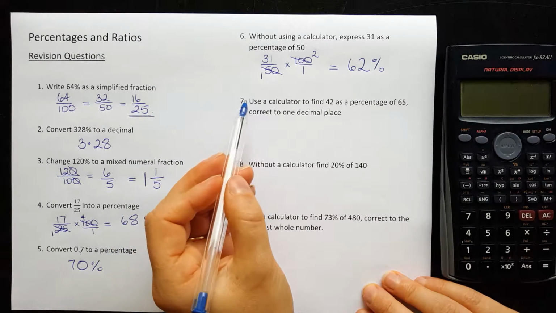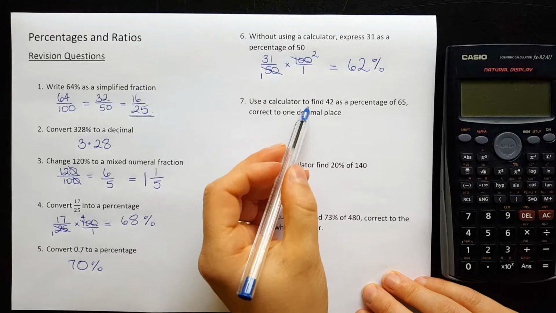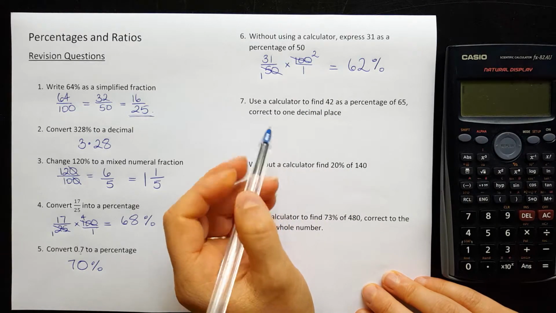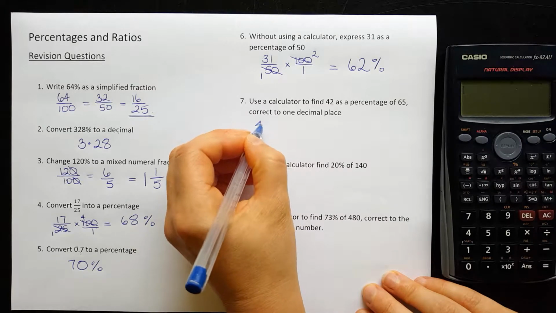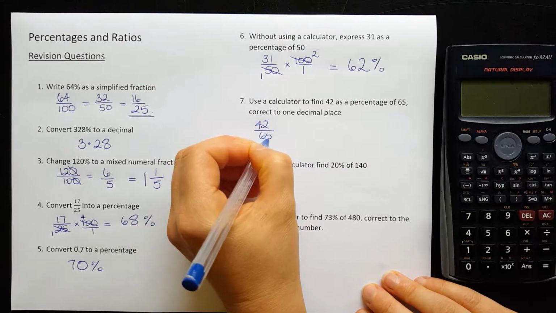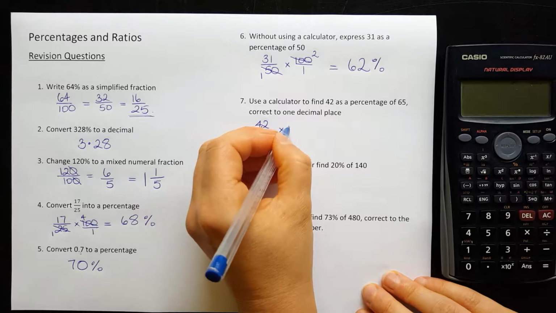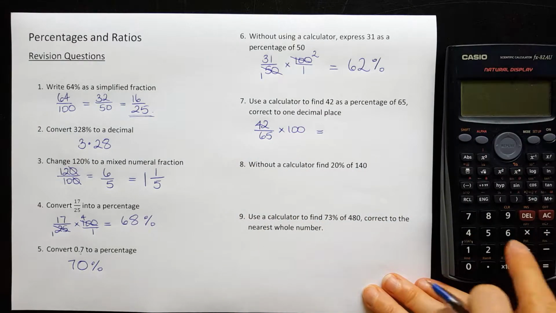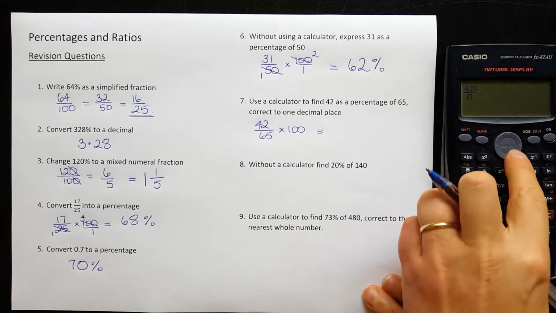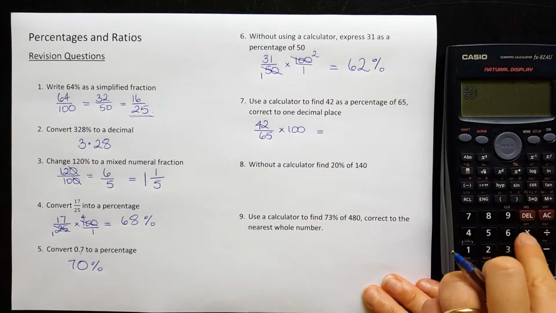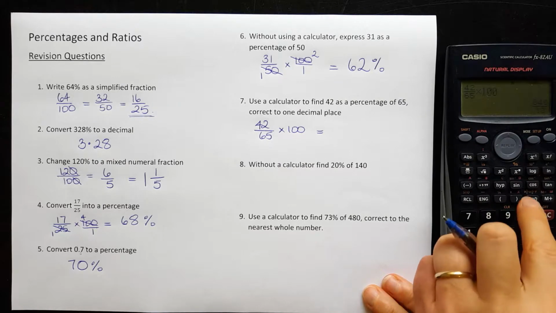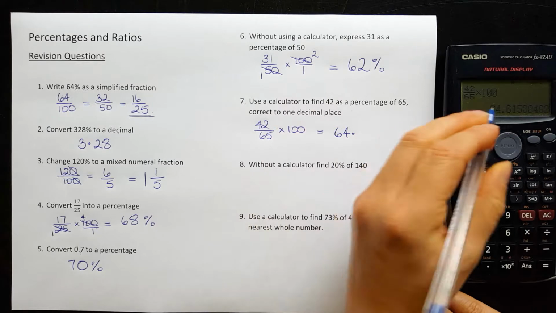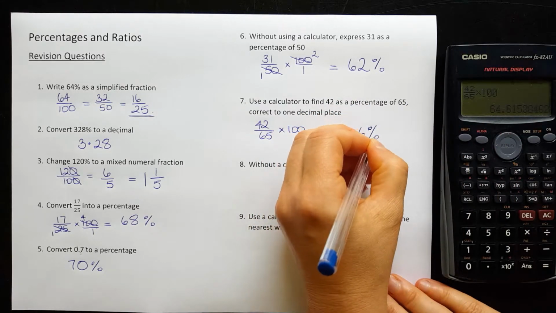Question 7. Use a calculator this time to find 42 as a percentage of 65, correct to 1 decimal place. So if you got 42 out of 65, you'd write it as a fraction. Then to make it a percentage, we multiply by 100. But this one's not so easy to do without a calculator. So here we go. 42 over 65 times 100. And it said to one decimal place is 64.6%.